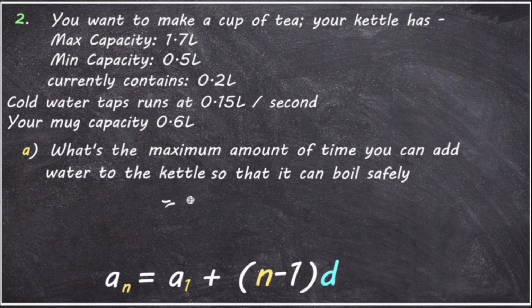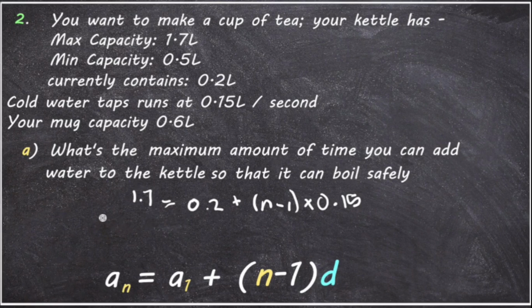So A1 is the initial value, which is 0.2, and then we're adding n minus 1, and that's multiplied by the difference, which is the amount of liters that comes out of the tap every second, which is 0.15. And then on the left hand side of the equation, where we have A sub n, we're looking for the term which gets us around 1.7 liters. And now we can solve for n, which will get us our term.